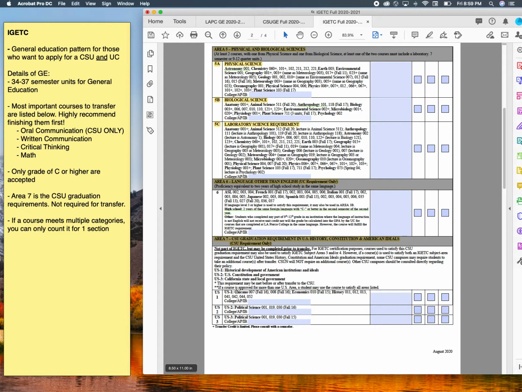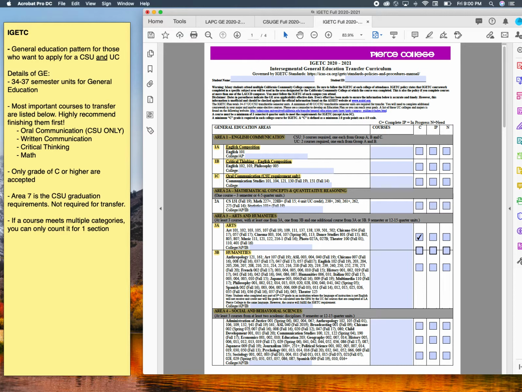Remember, you can double count, so Chicano 7, Chicano 8, history 41, 42, and 44 will double count with the humanities. Okay, so I just want to share that with you, but it must be taken at Pierce. If you take it at Valley College or Mission College, it will not double count because they have different general education patterns. Okay, so I just want to share that with you.